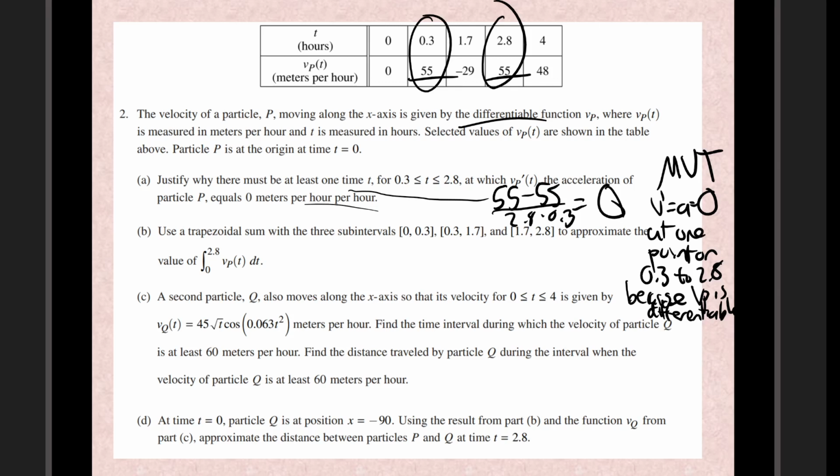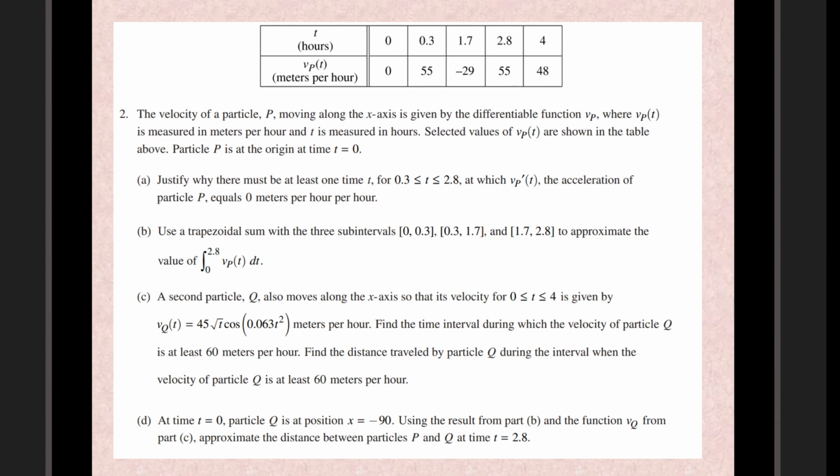All right. A down. B was just a trap sum. So the first interval was 0.3 wide. For traps, let me clear everything. For traps, all you do is go halfway in between the two y values, so 27.5.